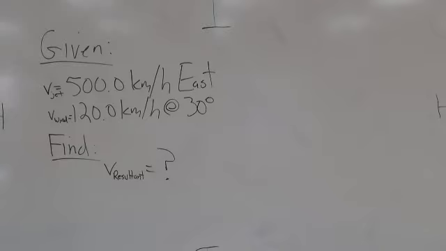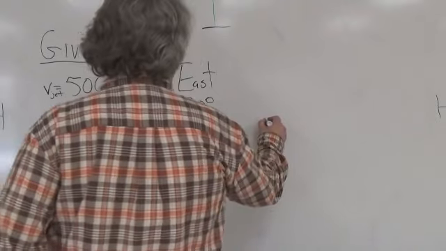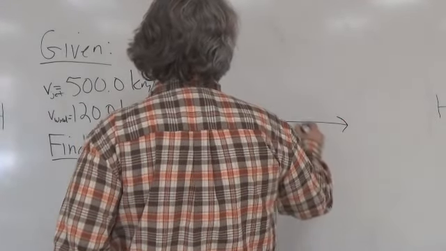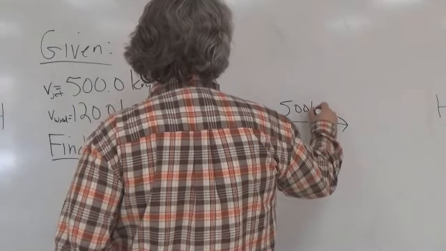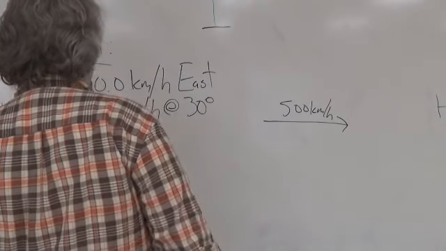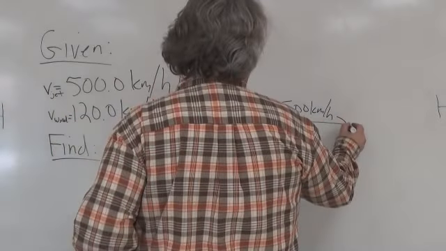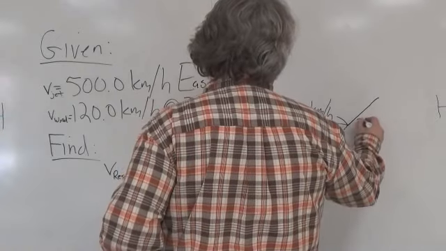So how can you do this one? We have two vectors here, so let's just quickly sketch it. Here we have a jet going due east at 500 kilometers per hour. Then we're going to add the wind component to it. It says the wind is in the direction north of east, and it's 30 degrees. So here is 30 degrees.